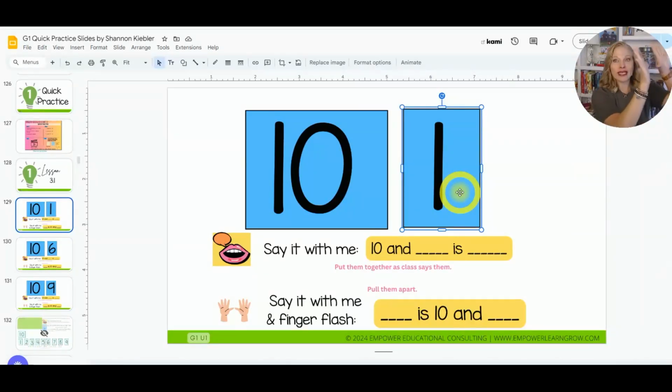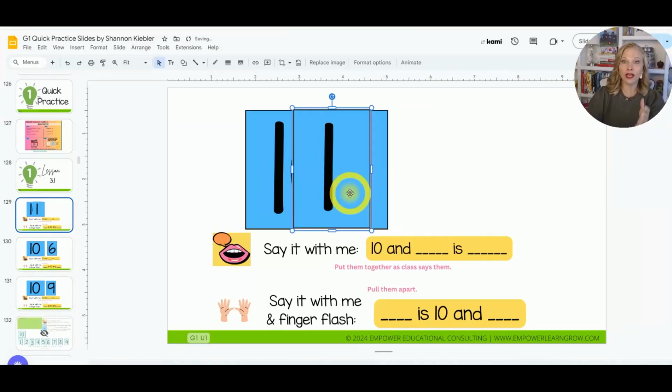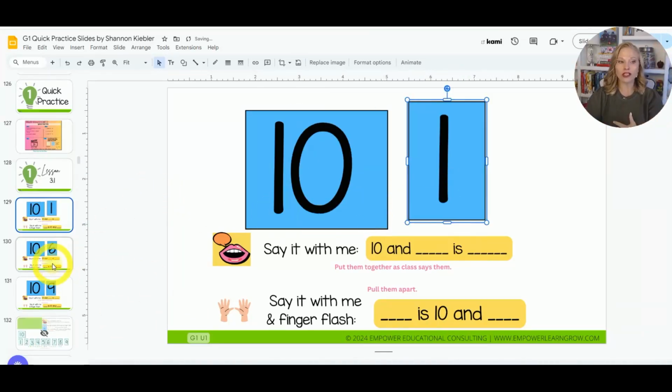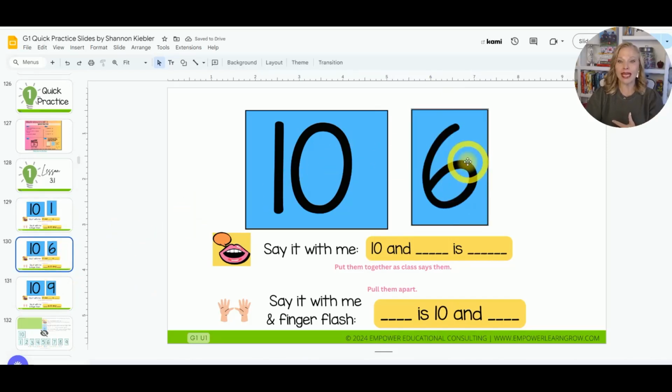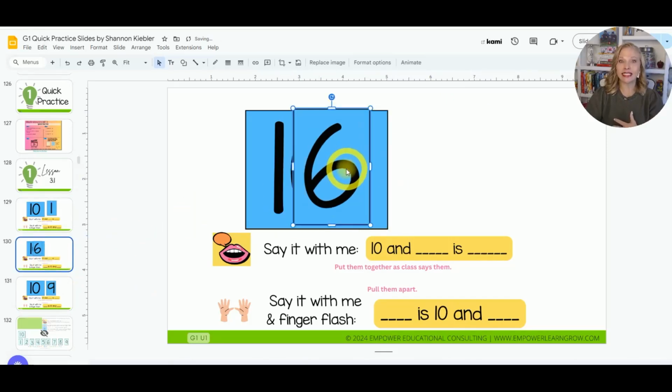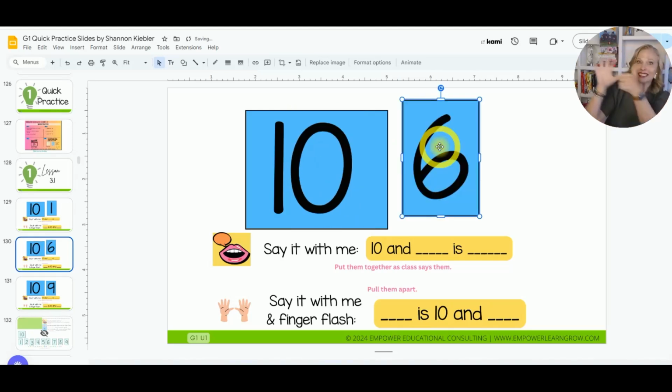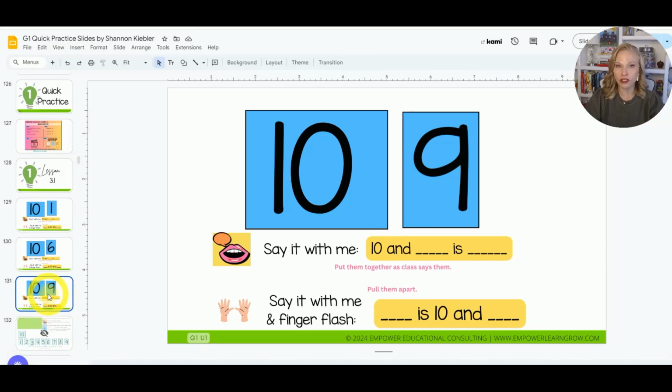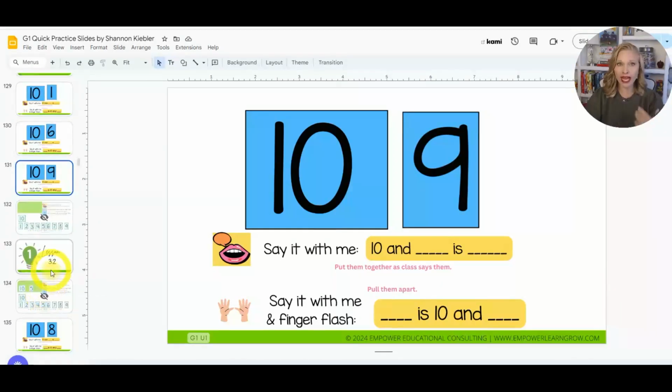So 11 is 10 and 1, versus the first time we say 10 and 1 is 11. Okay, so now we finger flash the next one. 10 and 6 is 16. Say it with a finger flash. 10 and 6 is 16. Okay, so we continue to go, and you'll do multiple numbers for the day, and you're going to do that for every day for the first 7 lessons.